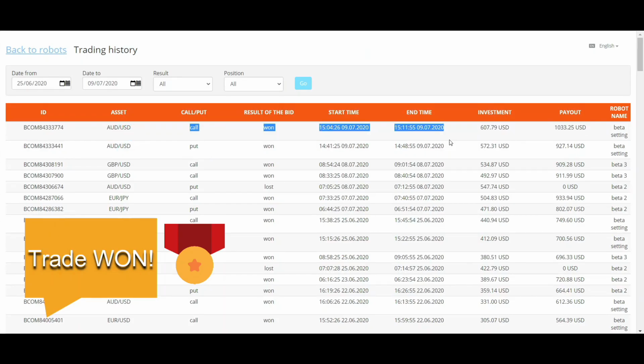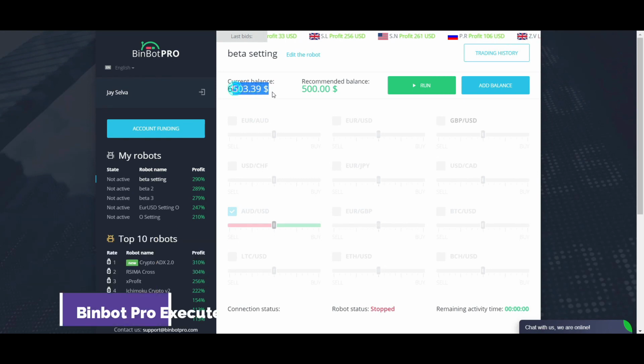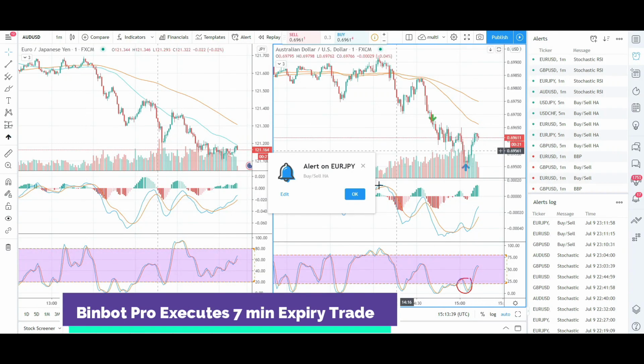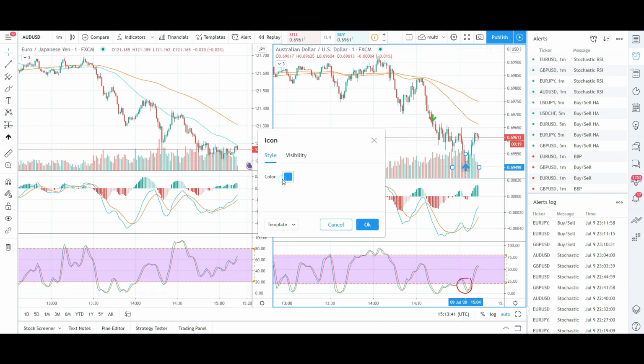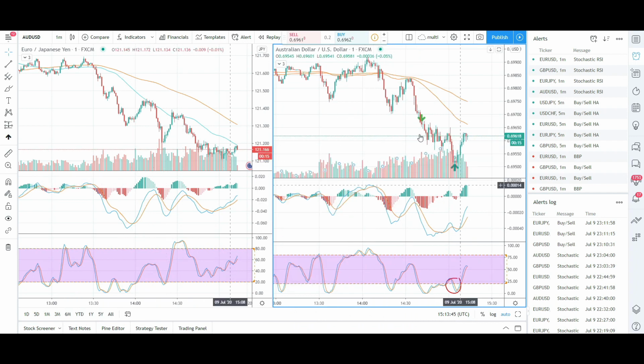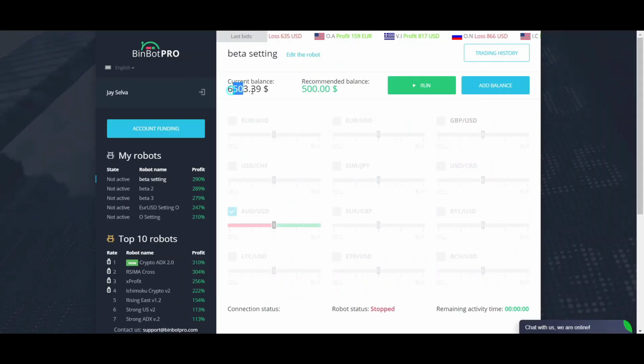Alright guys, so we're back. It seems like the trade has won. Now my balance has grown to $6,500, and you can see based on the charts, the Binbot Pro executes a 7-minute trade. So from 1503 to 1510, the price is indeed higher than the entry price. Okay, so that's how we actually win a trade using the Binbot Pro trading software.